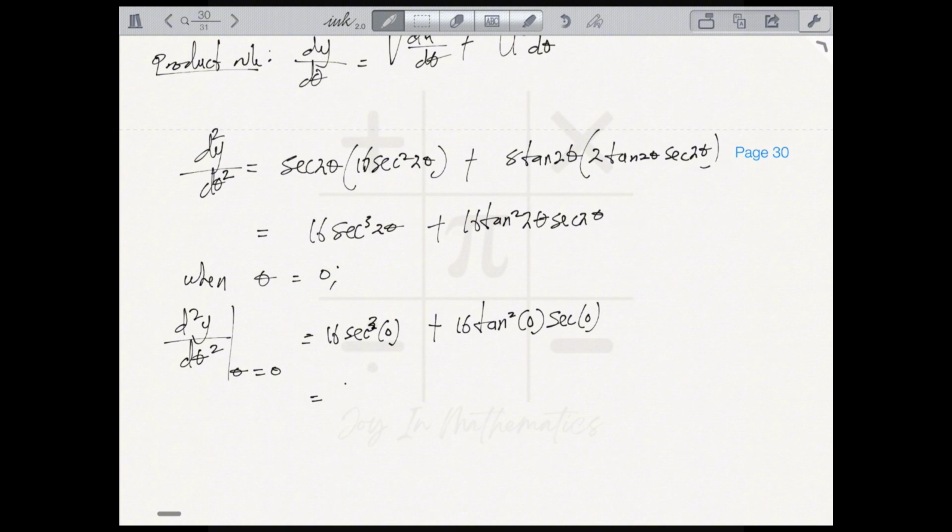Cosine of 0 is 1, so sec of 0 is 1. Tan of 0 is 0, and sec of 0 is 1. So this will give us 16 plus 0, and it will give us what? 16.